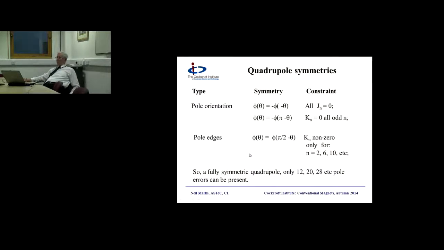So what does it do with a quadrupole? Well, here are the symmetries given by the pole orientations, which are the ones that we've already covered. Here are the symmetries covered by the fact that the pole edges, if we've made the thing a symmetrical quadrupole, are cut off equidistant from the 45-degree lines. And that therefore means, looking at the trigonometry, the kn is non-zero only for n equals 2, which is a quadrupole, n equals 6, which is 12-pole, n equals 10, which is 20-pole. So for the fully symmetric quadrupole, only 12, 20 and 28, etc., with that separation, errors can be present. So things are getting better.